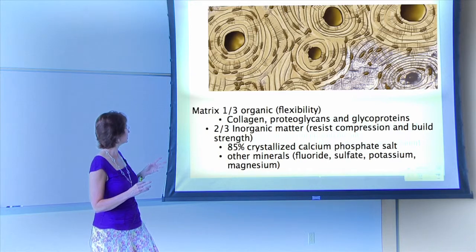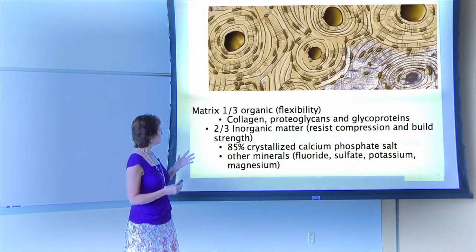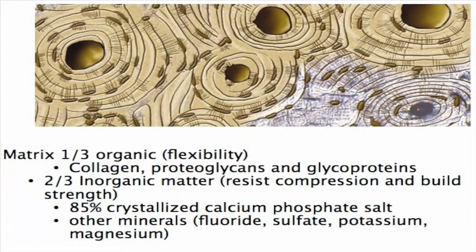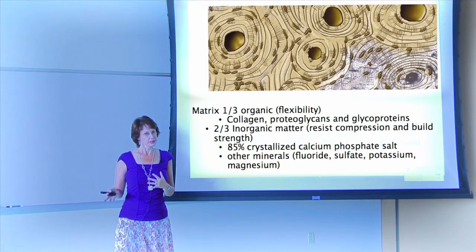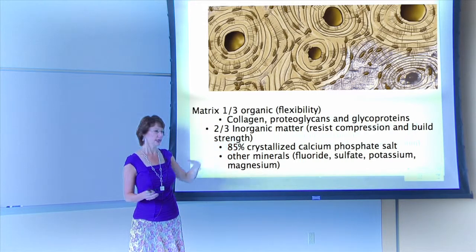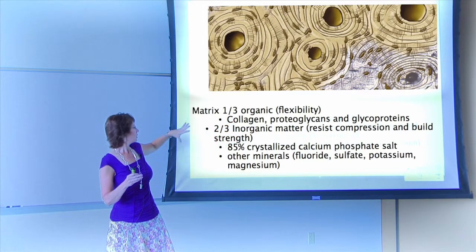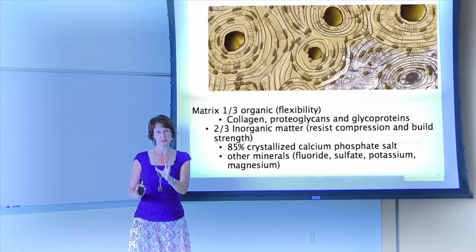It's actually a combination of an organic type of material, so about a third of it is organic, made mostly of the protein collagen, but there are other proteins, proteoglycans, so a protein that has sugars on it, or glycoproteins, similar sort of idea. So that's about a third of the matrix of the bone. The other 2/3 is inorganic, basically minerals, so most of it is calcium phosphate that has crystallized on that collagen matrix. The collagen part of the matrix is important in that it provides a flexibility to the bones.